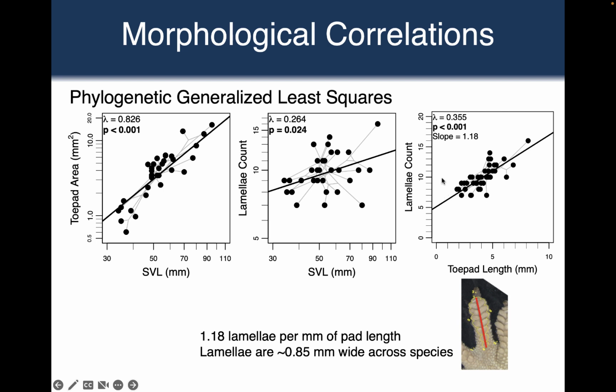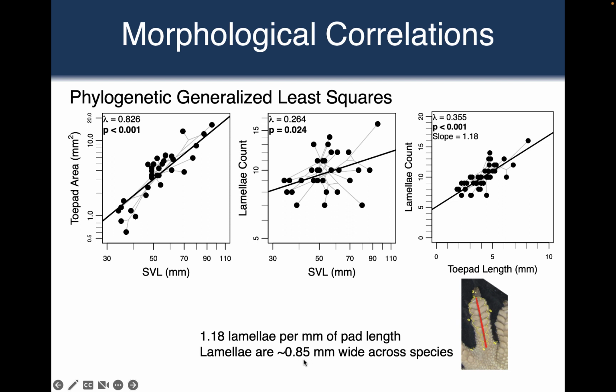Remember, slope is rise over run. So for every 1.18 lamellae a species had, their toepad was 1 millimeter longer. If you divide that out, it suggests that maybe lamellae size is standard across species, regardless of how big they are. Maybe all species generally have lamellae that are about 0.85 millimeters wide.